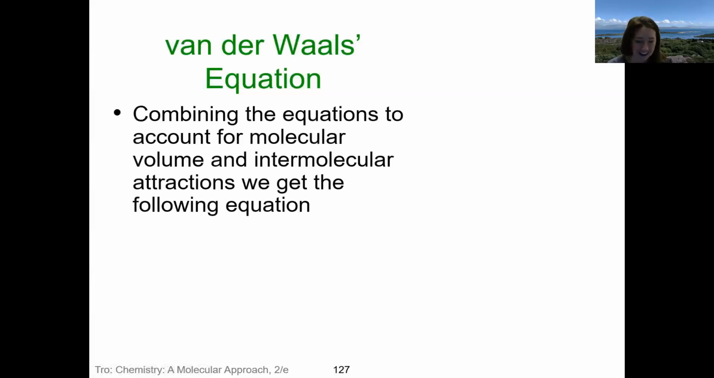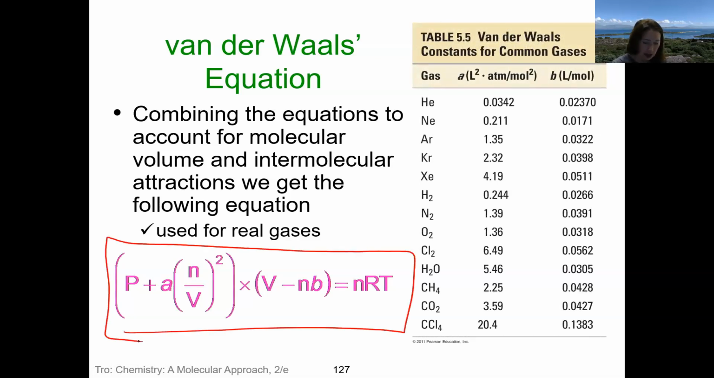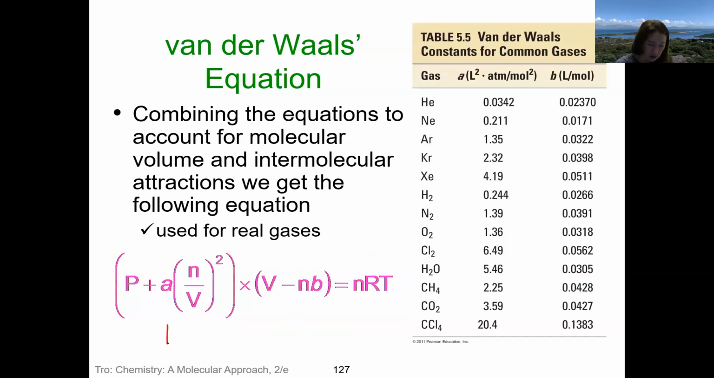And so here is the ideal gas law, but combining and adding in intermolecular forces and particle size. So this is the van der Waals equation. And so you can see it's still the ideal gas law. So PV equals nRT, but we're accounting for our new constants due to both our intermolecular forces and our size.